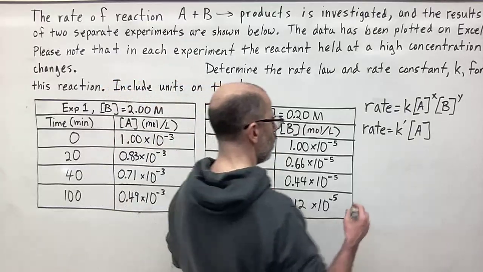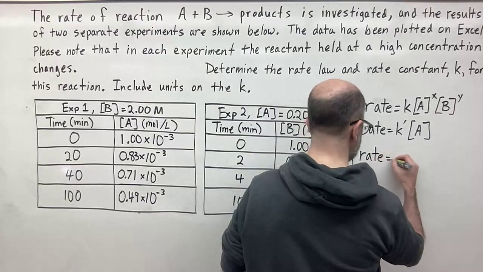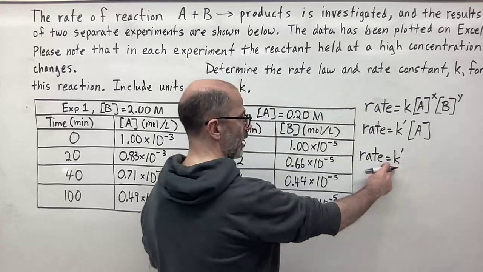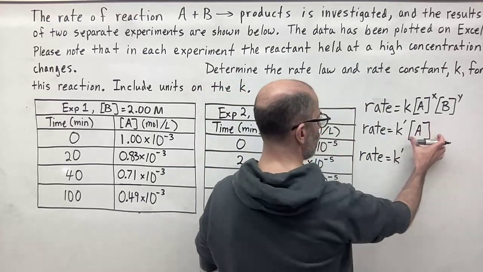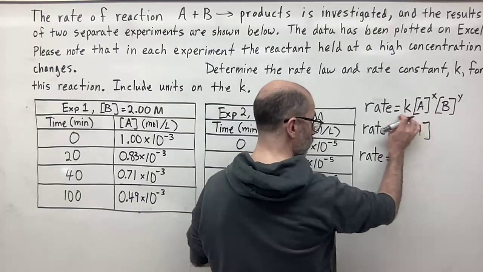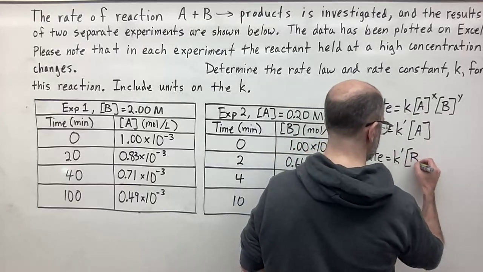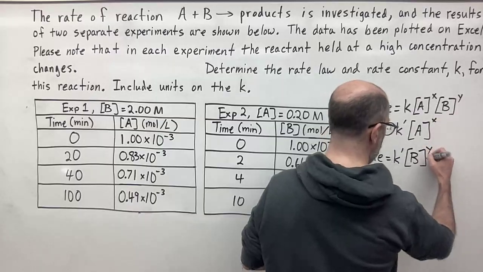So therefore, we could write the rate law this way. Our rate is equal to the pseudo rate law constant. This time, A is becoming absorbed into the rate law constant. So then we could write this as the concentration of B. So I forgot X and Y.